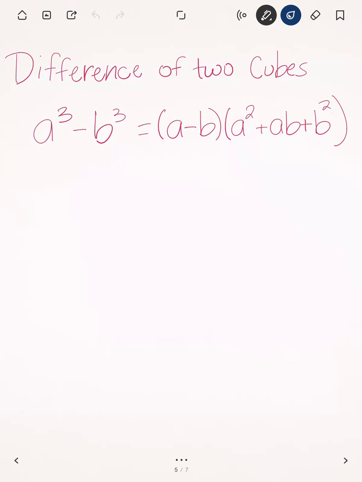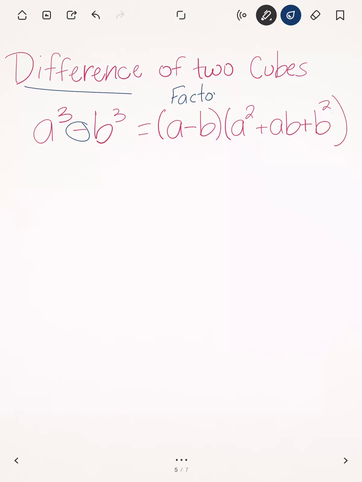Okay, moving on to a difference of two cubes. So this is very similar to the sum of two cubes. The only difference is now that we have a difference, which means we're subtracting. So I have something cubed minus something else cubed. And this is the factored form.